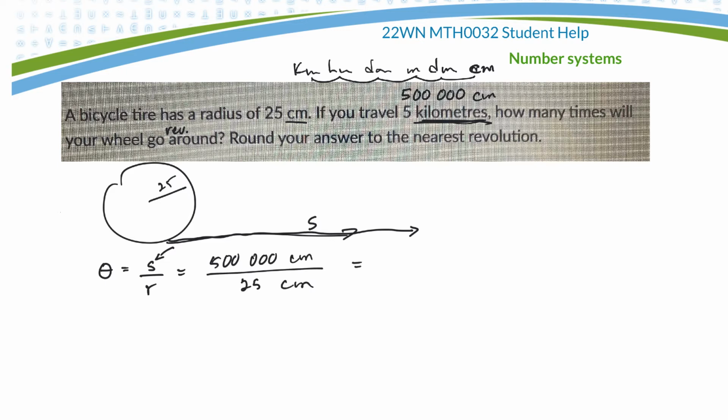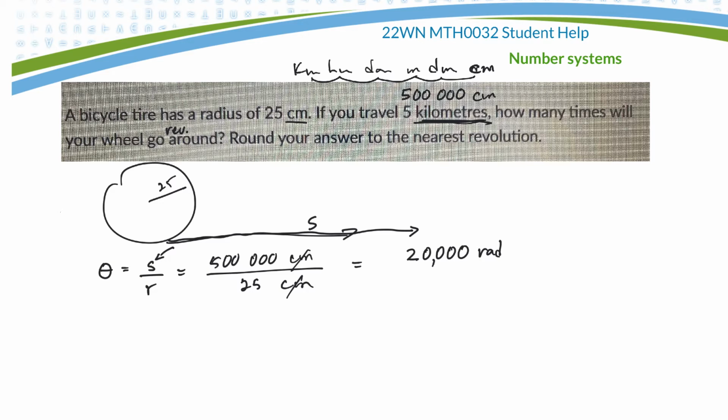Okay, so that's going to give me 2 and 4 zeros, I think. 20,000 radians. So that's how many, not revolutions, how many radians the wheel would have traveled.